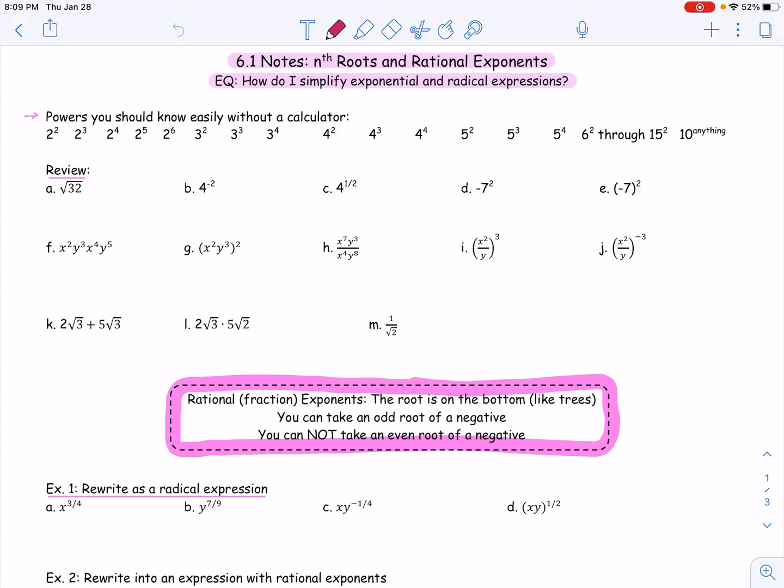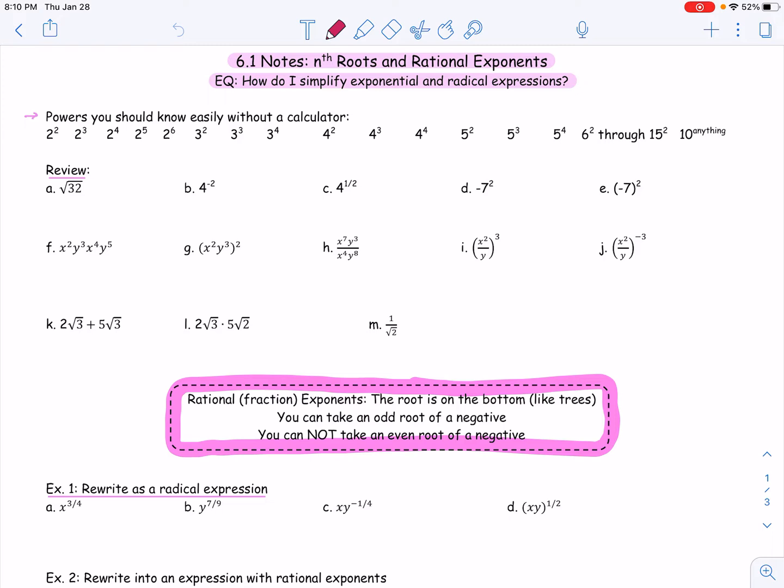And then 3 squared, obviously 9. 3 cubed, 27. And then 3 to the 4th would be 81. 4 squared, obviously 16. 4 cubed, 64. 4 to the 4th would then be, caught me off guard there. I don't know which one that is off the top of my head. 4 times 4 times 4 times 4, 256.